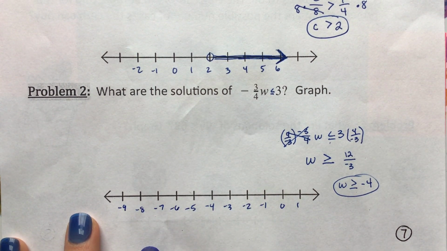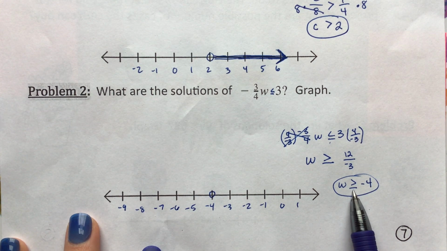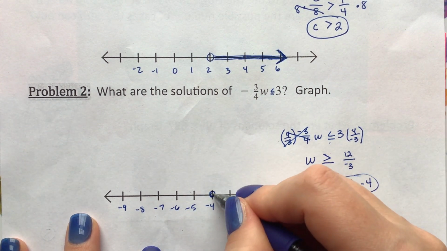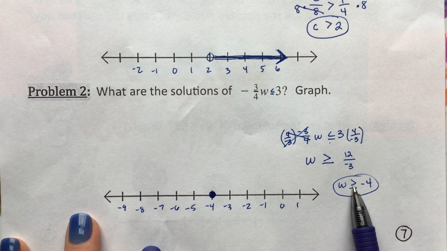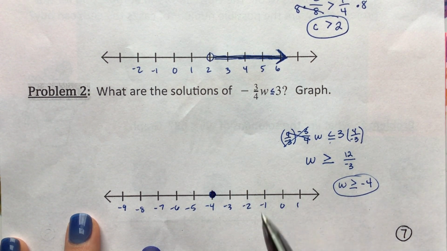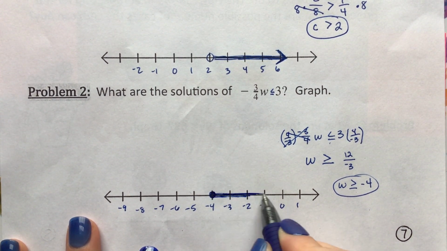Okay, so I'm going to go to the negative 4, put a circle on it, and notice because we have that or equal to symbol, I'm going to fill in that circle. I'm going to color it in. Then my arrow is pointed to the right, so I'm going to shade everything to the right.